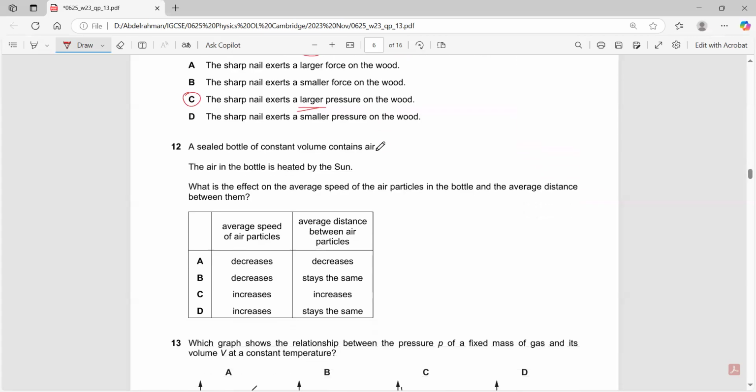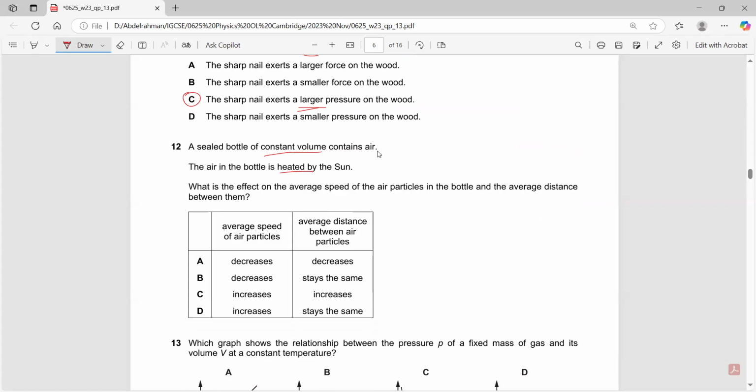Question 12. A sealed bottle of constant volume contains air. The air is heated by the sun. What happens to the speed and what happens to the distance between the particles?